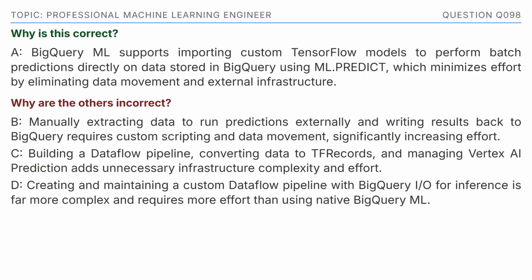B. Manually extracting data to run predictions externally and writing results back to BigQuery requires custom scripting and data movement, significantly increasing effort. C. Building a Dataflow pipeline, converting data to TF records, and managing Vertex AI prediction adds unnecessary infrastructure complexity and effort. D. Creating and maintaining a custom Dataflow pipeline with BigQuery I/O for inference is far more complex and requires more effort than using native BigQuery ML.